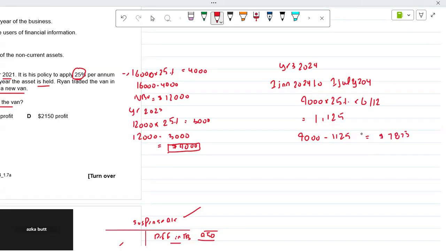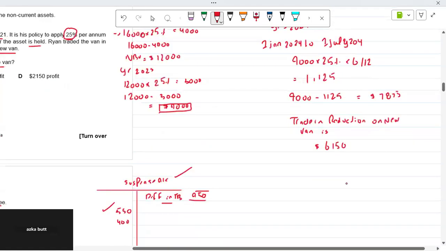Okay. So now let's find out its trading value. So the trade-in reduction for the new van is $6,150. So this is the trade-in value, which is 6,150.